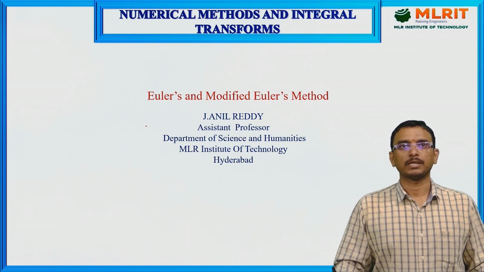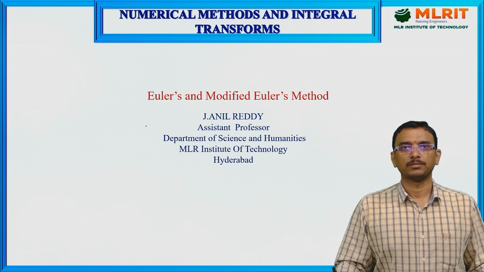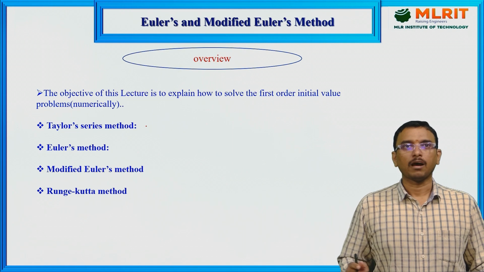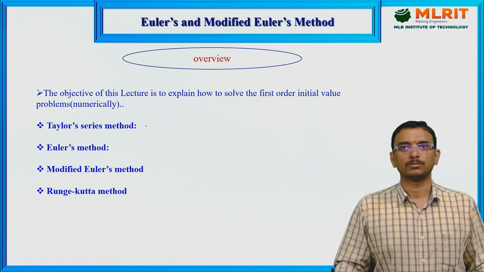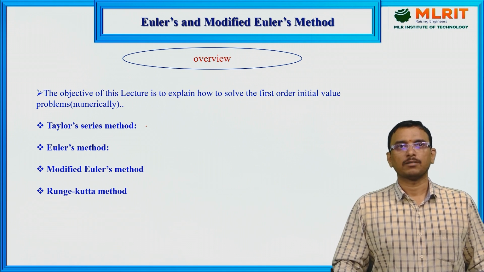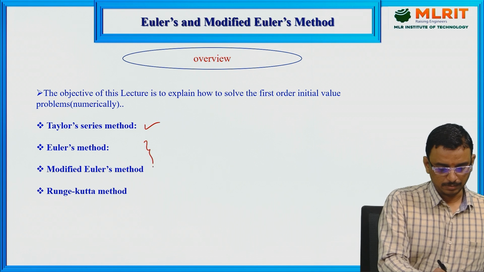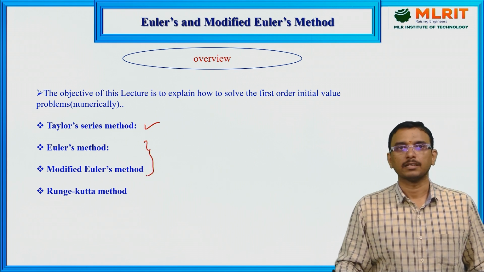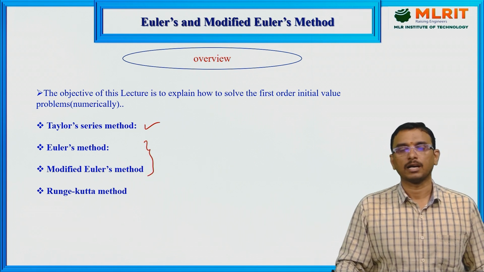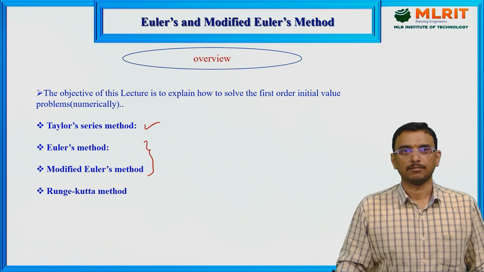Today I am going to explain about Euler's and modified Euler methods. The main objective of these methods is to solve first order initial value problems numerically. In the last class we discussed the Taylor series method. Now we are going to discuss Euler's and modified Euler's method, and how these methods help to solve first order differential equations.